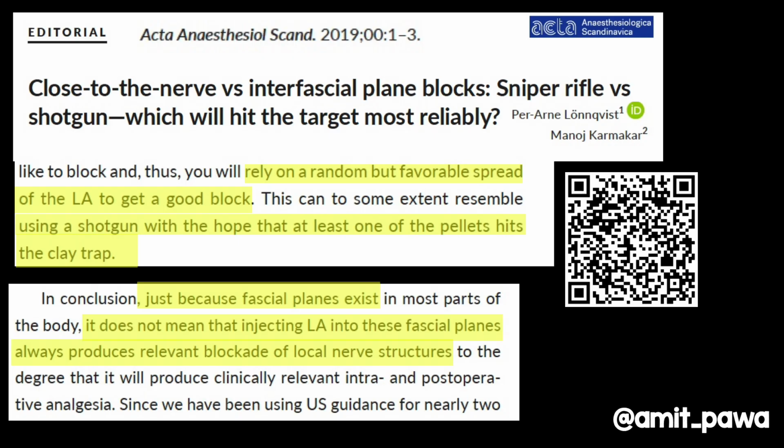Now, this paper here by Per-Anders Lönnqvist and Manoj Karmakar is a slightly controversial take on fascial plane blocks, and it talks about how people rely on a random but favourable spread of the local anaesthetic to get a good block, and they liken this to using a shotgun with the hope that at least one of the pellets hits the clay trap. And they conclude that just because fascial planes exist, it doesn't mean that injecting local anaesthetic into these fascial planes always produces a relevant blockade of local nerve structures.